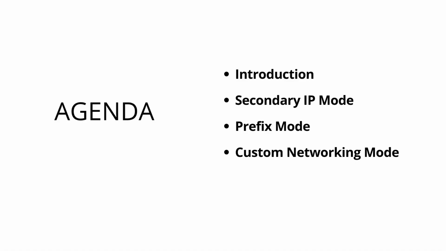Here's what we'll cover in this video. First, we'll start with a high-level overview of the overall EKS architecture. Then, we'll dive into the secondary IP mode, which is the default mode for the VPC CNI plugin. After that, we'll explore prefix mode and talk about its benefits. Finally, we'll look at custom networking. For each of these modes, we'll show a demo to help you see how it works in practice.